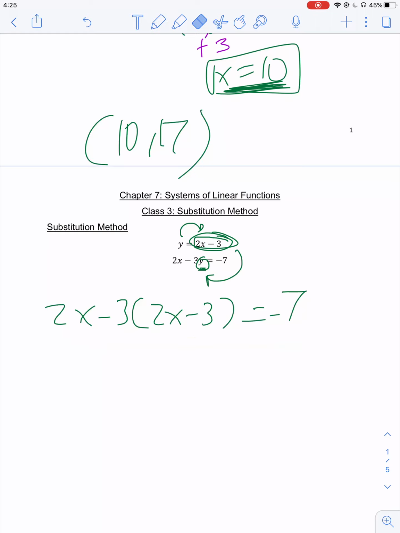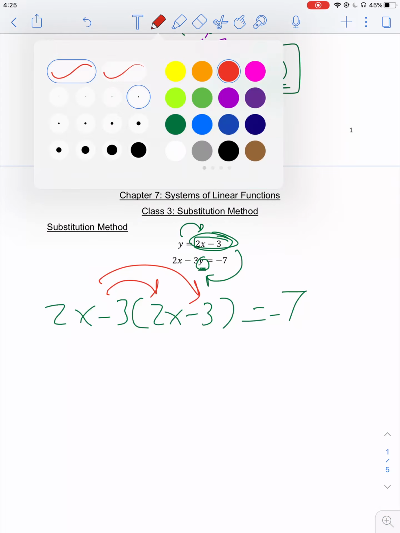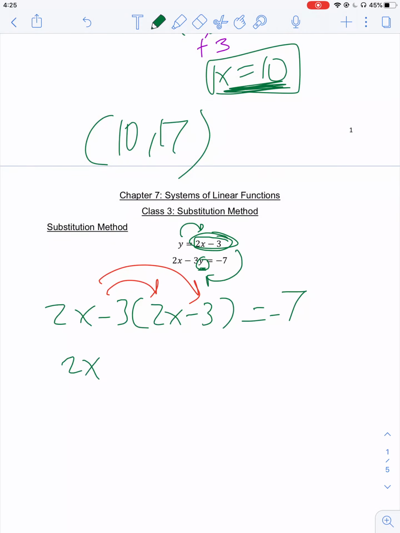Okay, so now we're just going to have to get rid of the brackets. So distribute this over, and then if you do that, you get 2x, minus 3 times 2 is minus 6. Don't forget about the x, and then minus 3 times minus 3 is plus 9, and then you have minus 7. Okay, so again, move the numbers to the other side, right?